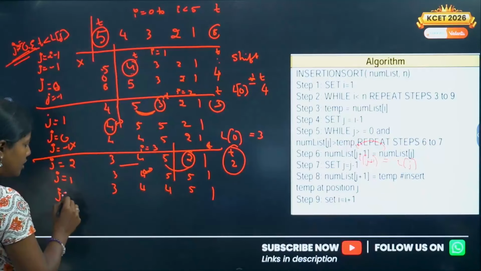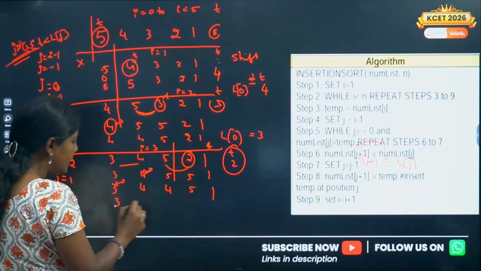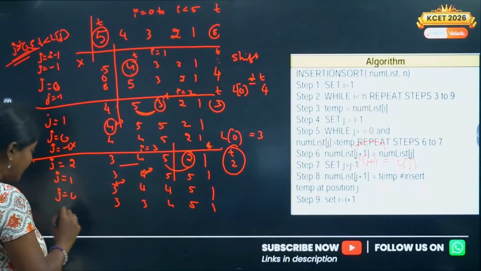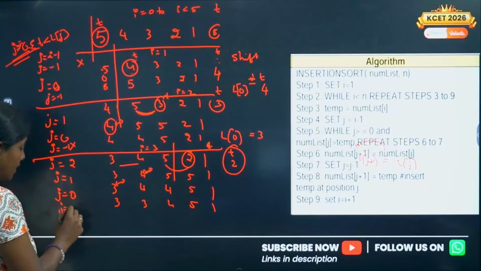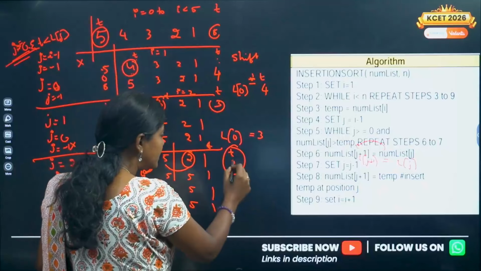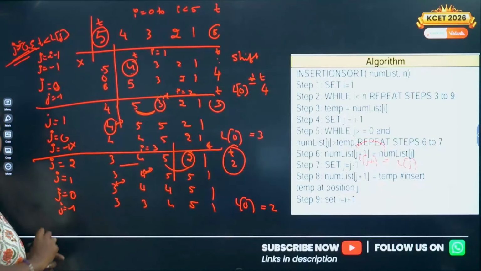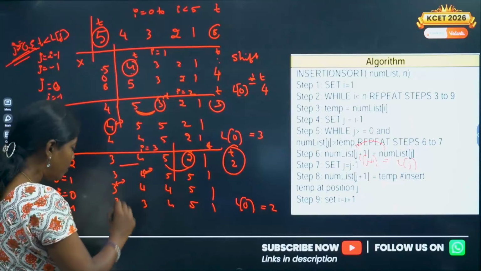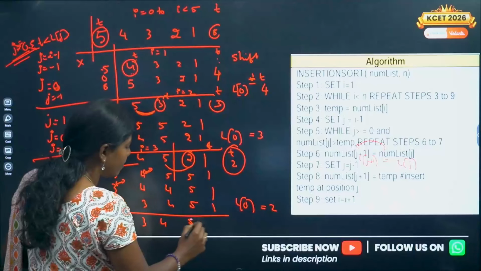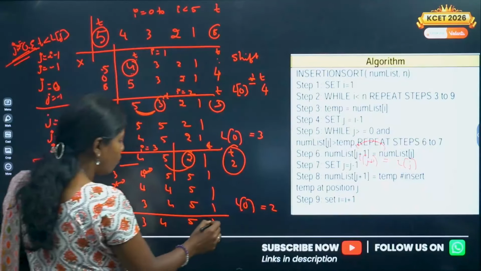Again J equal to 0. 3 and 2 compared, less only. 3, 3, 4, 5, 1. Again what I have to do? J equal to minus 1 does not satisfy the condition, comes out of the loop. And put this temp 2 in L of 0, because again it is going to be minus 1 plus 1, 0 only. Put that 2 here. So it is 2, 3, 4, 5, 1. Is the point clear?